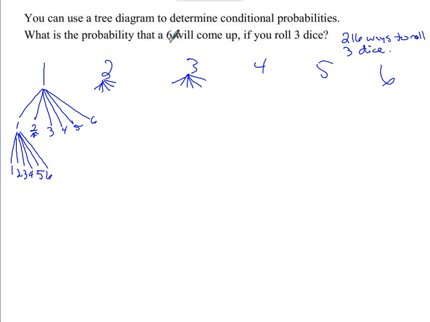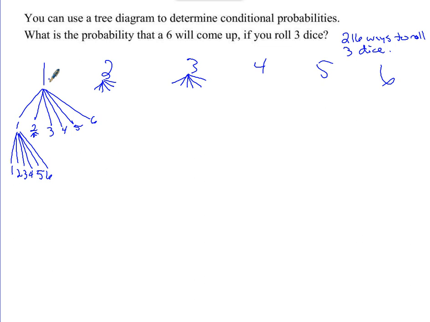I want a 6. If a 6 comes up on my first die, or my second die, or my third die, I win automatically. I can get 2 6s. I can get all 3 6s. It doesn't matter as long as I see 1 6. Okay? So we're just going to follow this tree diagram down and count the number of wins that we get.